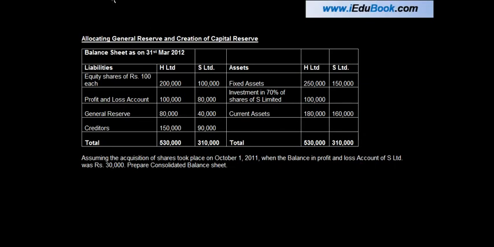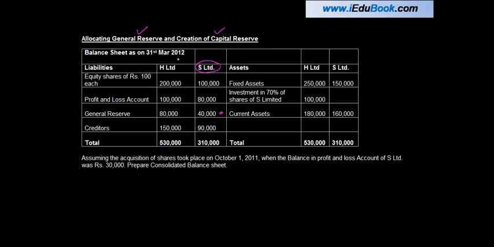Allocating general reserve and creation of capital reserve. So basically, in the questions that we have seen till now, we were just having the balance in profit and loss account. In this question, what is different is that we have general reserves in the books of the subsidiary as well. Right? Let's read the question.